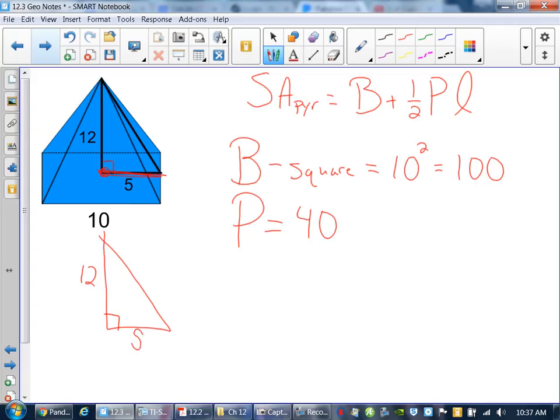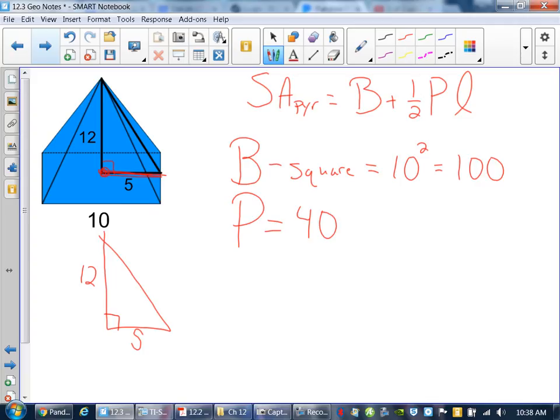Now, you can do a whole bunch of stuff with that, but just so you guys remember, out to the side is always going to be an apothem. That gives you a slant height. You just have to use the Pythagorean theorem to find it. If you use the Pythagorean theorem, you get 5 squared plus 12 squared. It actually is a triple, which is 13.